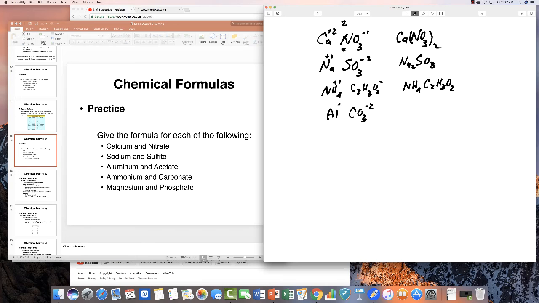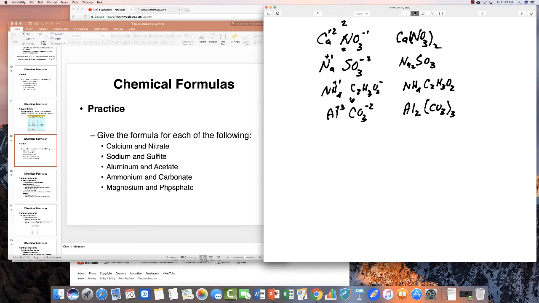Carbonate's a -2 and aluminum's a +3. So the least common multiple is 6. 3 goes into 6 two times. And 2 goes into 6 three times. So you have to multiply that one by 3.